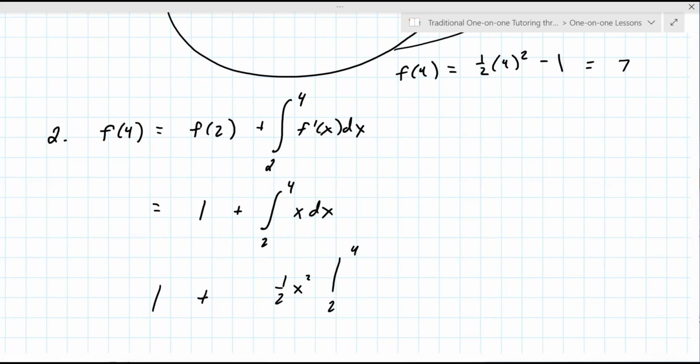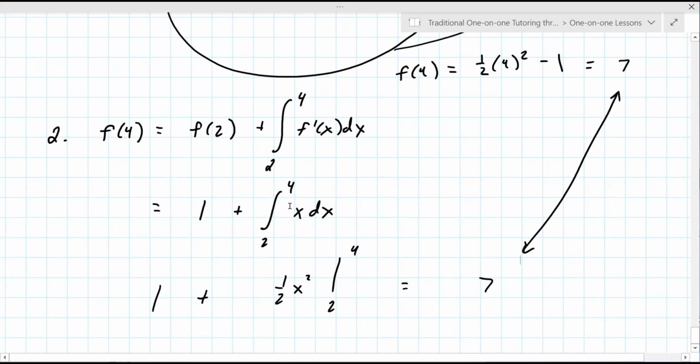Okay, so then it's 4 squared over 2 minus 2 squared over 2, right? Yes. 16 over 2 minus 4 over 2. So that's 8 minus 2, so then that's 6. Plus 1, so 7. Right? Do you see how these are the same? Yeah. They're always the same.